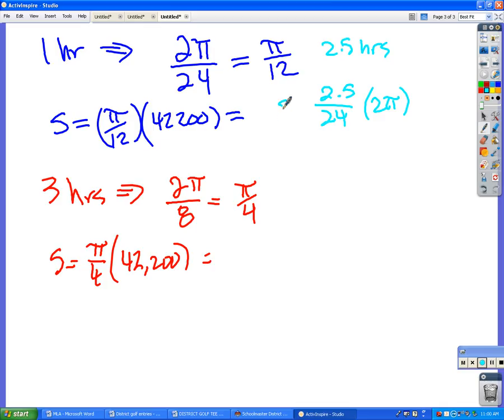Okay, so this is going to be my angle. My radius is still 42,200. Multiply all that together, divide by 24, and you're good. What do I have to multiply the 2 pi by to figure out how far it goes in 25 hours?